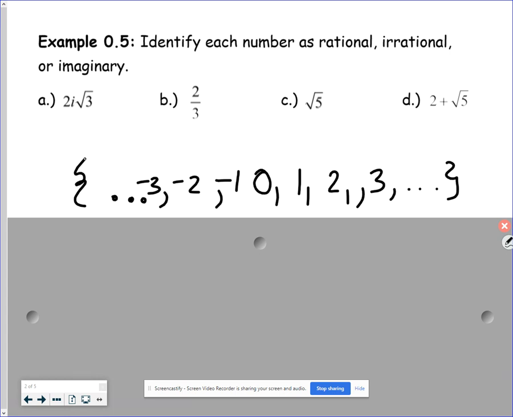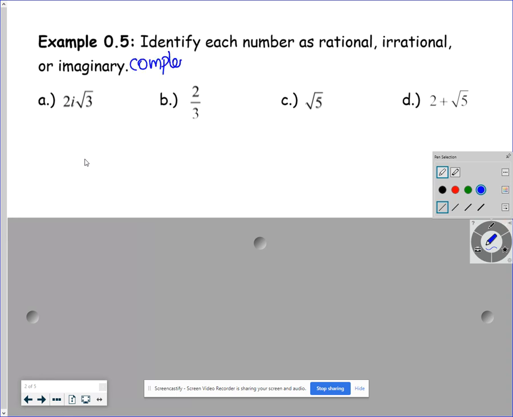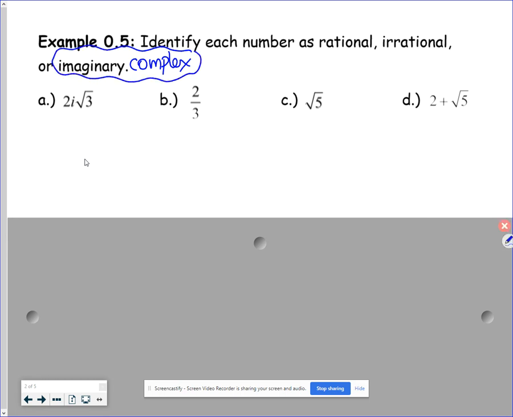All right, so let's look at A. I got 2i square root of 3. Well, this is a dead giveaway because it has i involved. Anytime it has i involved, it's going to be imaginary, or we can refer to that as a complex root. Complex and imaginary mean the same thing. So 2i square root of 3, that's a complex root. Or if you want to, you can call that an imaginary root.